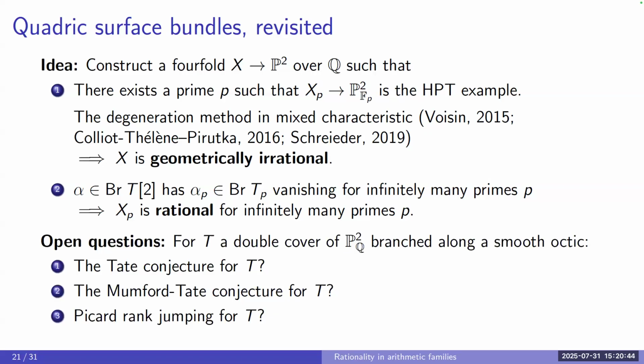Okay, but here's the problem in this setting: all of the tools that we use for Brauer class vanishing on K3 surfaces are just open questions for these Horikawa surfaces. Right? So we don't know the Tate conjecture. We don't know the Mumford-Tate conjecture.